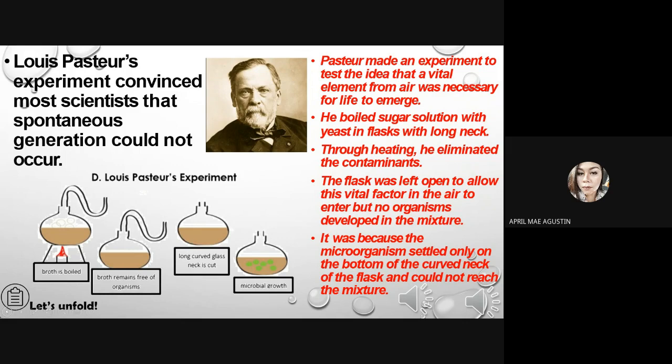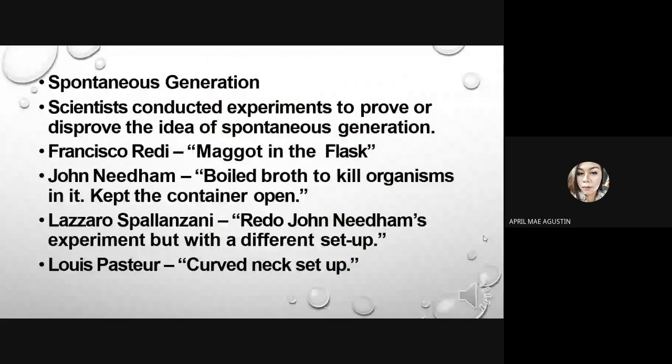Let us have the summary of our lesson for today. The theory of spontaneous generation states that life arose from non-living matter. It was a long-held belief dating back to Aristotle and the ancient Greeks. Experimentation by Francesco Redi in the 17th century presented the first significant evidence refuting spontaneous generation by showing that flies must have access to meat for maggots to develop on the meat.